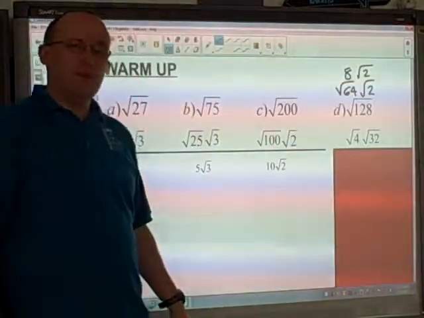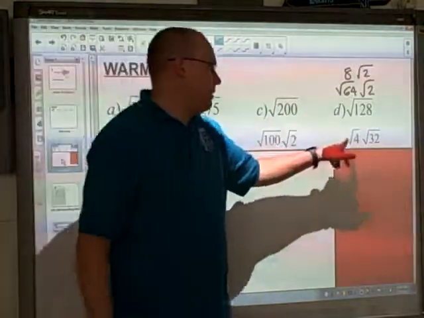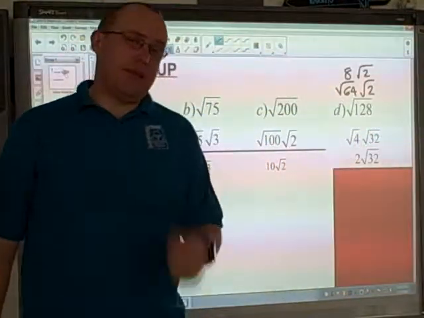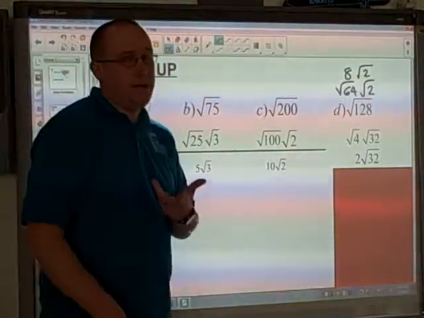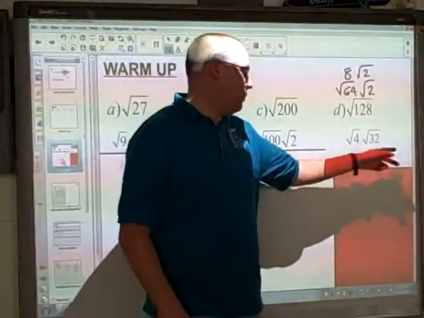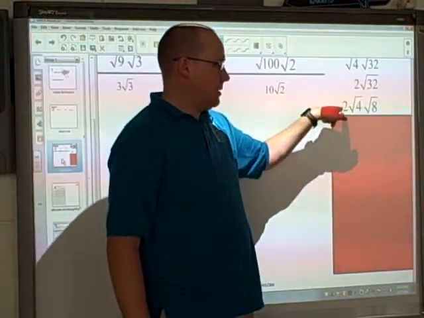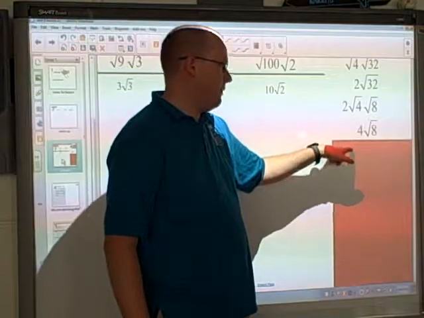You might have spotted 4 works, with it being a larger number, and got 4 and 32, so square root of 4 is 2. Then you've got to try simplifying again. So for 32, ideally you'd notice 16 and 2, but if you didn't, 4 and 8 works again. Square root of 4 is 2. 2 times this 2 is 4, so we've got 4 radical 8.